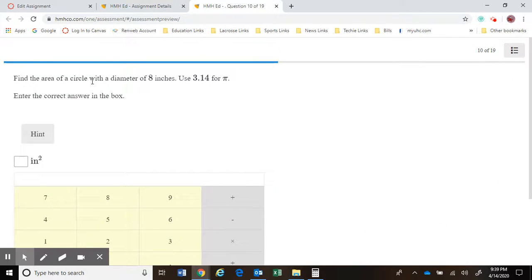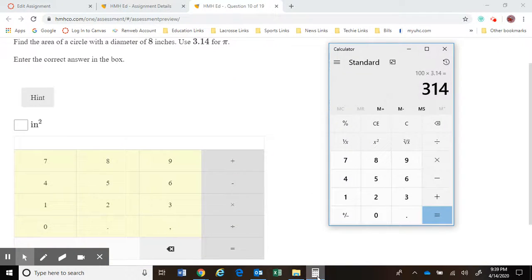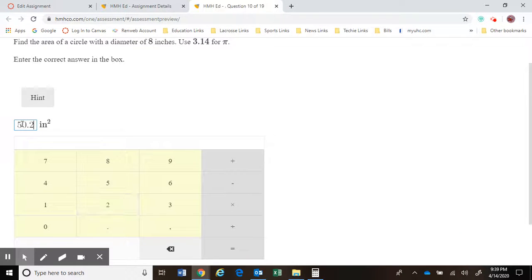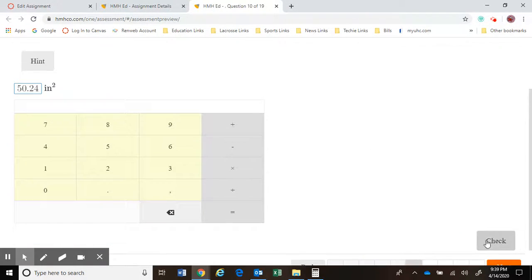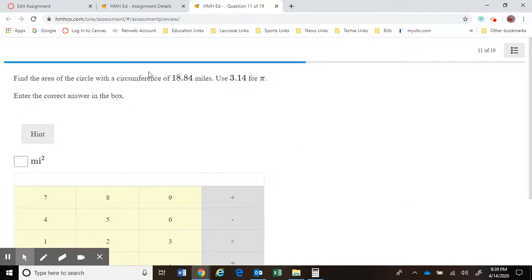Okay, they gave me diameter, so what must I do? That's right, divide by 2. So this is 4 times 4 times 3.14, 50.24. Okay, next.